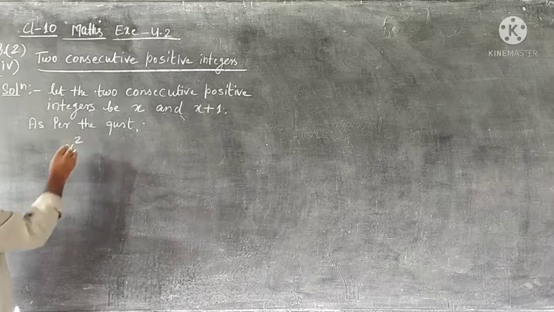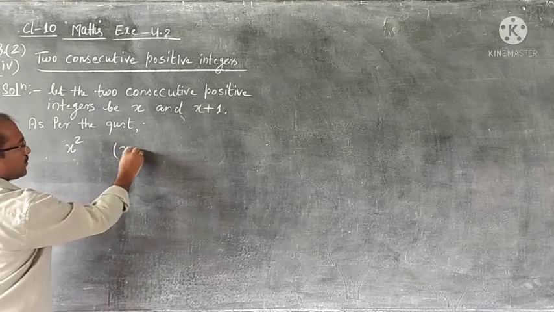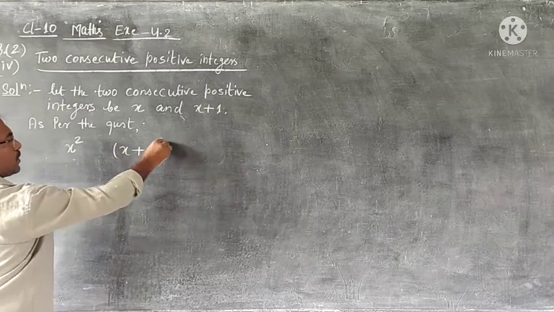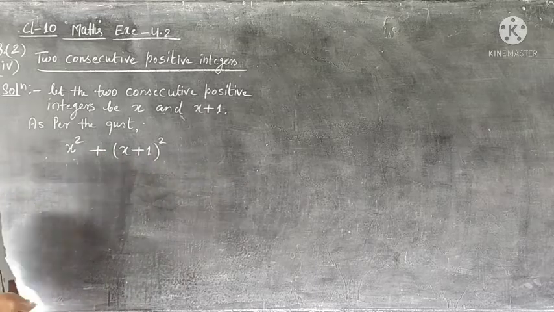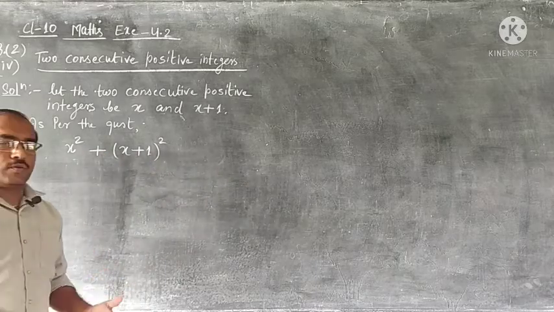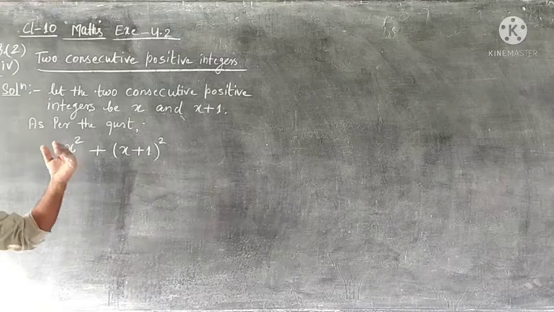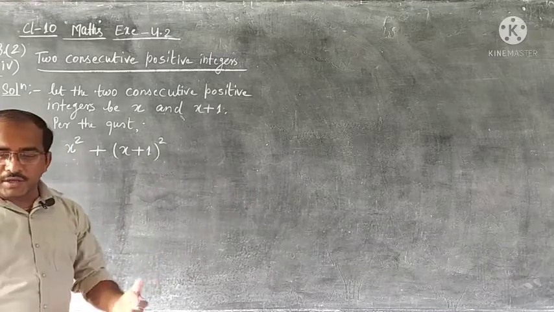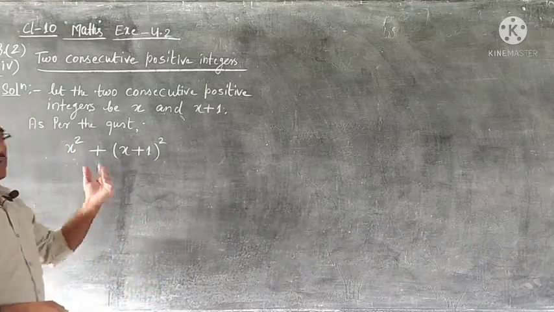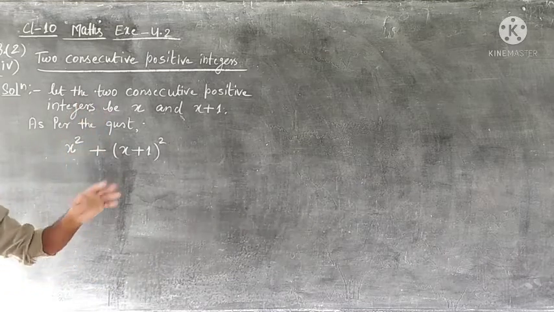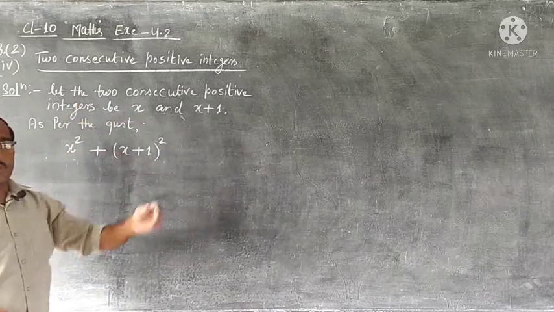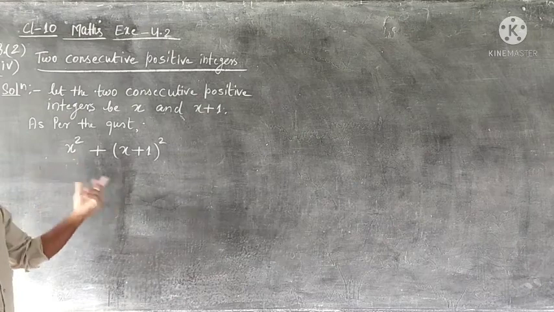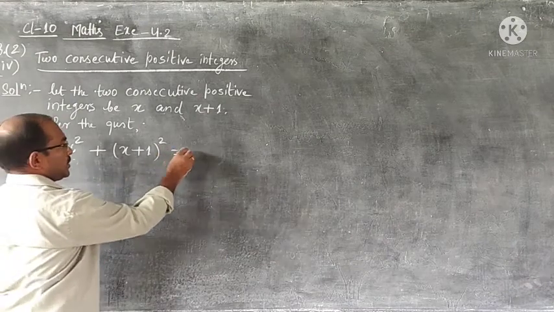X, so x square. Another number x plus 1, so x plus 1 square. Their sum. See how we are getting the equation. Sum of whose squares is 365. So sum of whose? Those numbers. Which are those numbers? X and x plus 1. Sum of their squares is equal to how much?